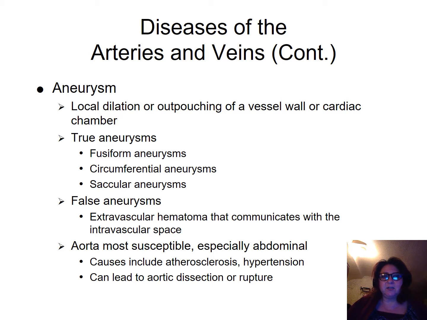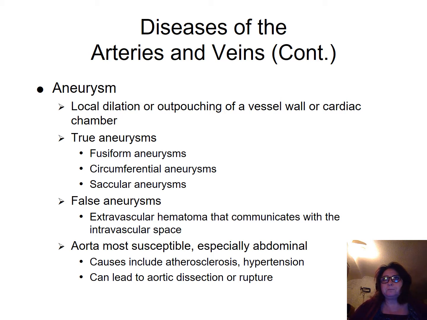All right, diseases. We have an aneurysm. An aneurysm is a local dilation or outpouching of a vessel wall or cardiac chamber. And we have different types: true, false, and the aorta is the most susceptible, especially the abdominal aorta. And I'm sure ICU nurses are familiar with these particular things.